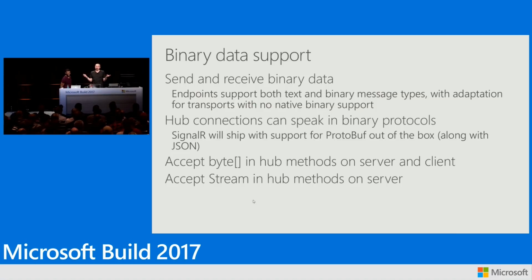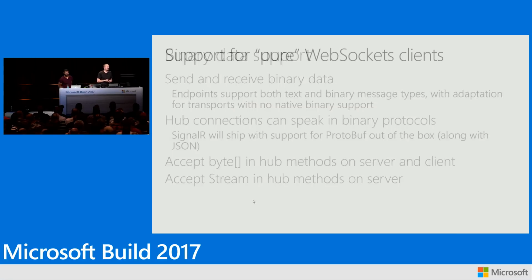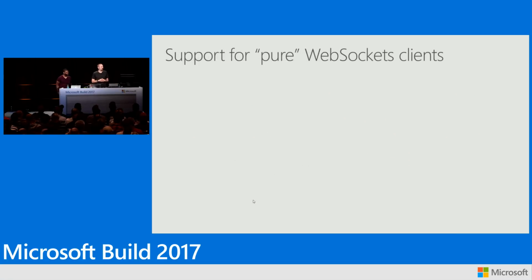And accepting a stream into a hub method, having a hub method that takes a stream so that you could upload a file into a hub method, perhaps. Well, no reason not to. Once you're speaking binary and you have a WebSocket, why not use it, but have the nice hub programming model in order to do it? So these are all the things that become enabled by doing binary.